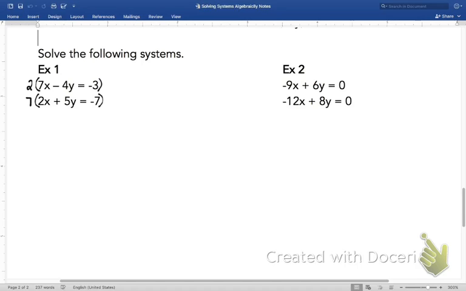So what I'm going to do, and I'm just going to take it out to the left, I'm going to leave everything stacked, and I'm just going to distribute that 2 to everything inside. So I'm going to distribute that 2 to everything in here, and I'm going to have 14x minus 8y equals negative 6. On the bottom side, I'm going to multiply everything by 7. So I'm going to have 14x plus 35y equals negative 49.